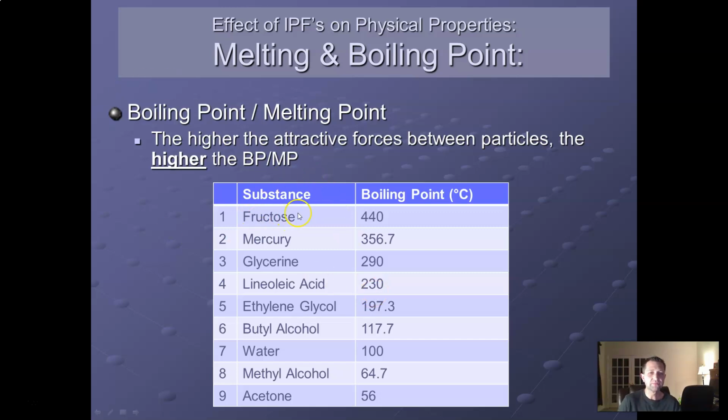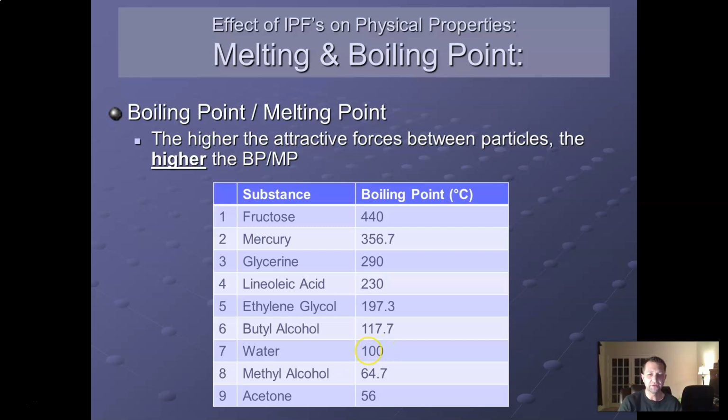So fructose, obviously a type of sugar, has a boiling point of 440, and then you have all the way down here to acetone, which is a boiling point of 56. Fructose is a bigger molecule, okay, more attractive forces there, higher boiling point. Mercury is metallic bonding, which was one of our stronger forces of attraction. Because of those free electrons, that's a high melting point as well. And then, look at water. Even though it has hydrogen bonding, it's still pretty small, right?